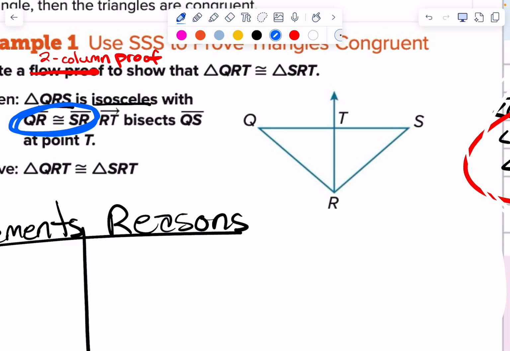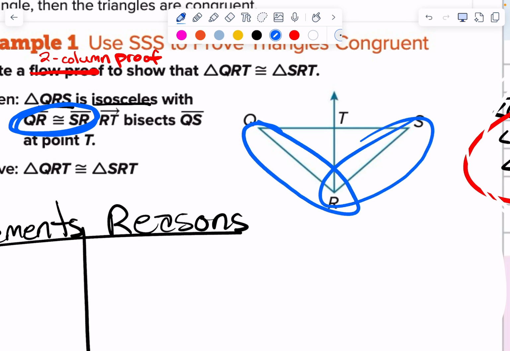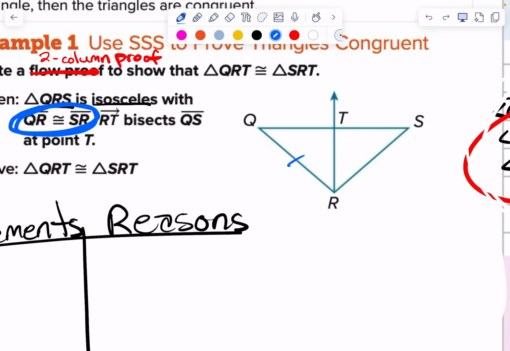That's the first really important piece of information they give me, and I'm going to mark it on my diagram, okay? How can I show that QR is the same thing as SR? Let's do a little tick mark. Do that on your diagram. Circle this piece of information, do your little tick.